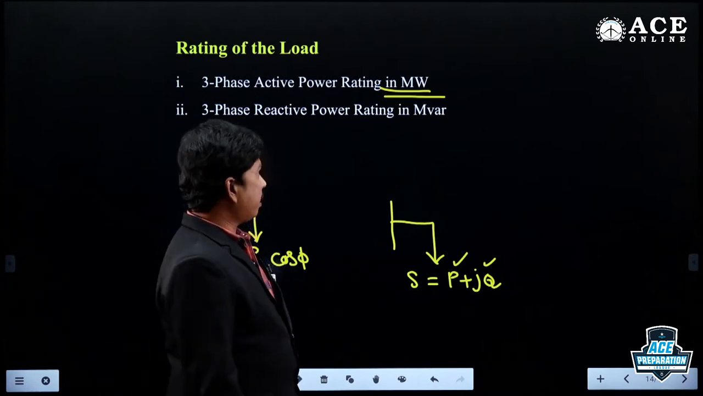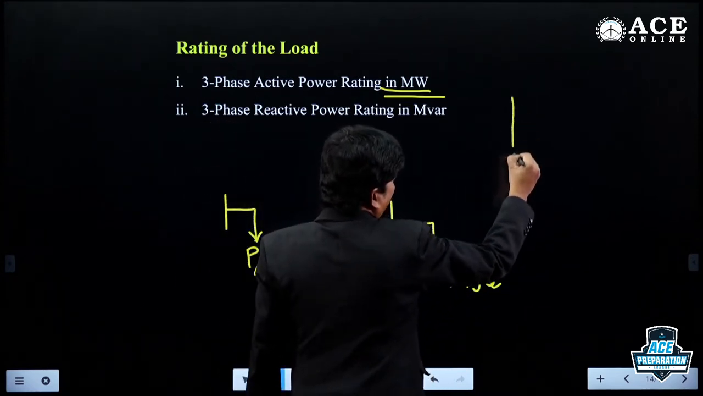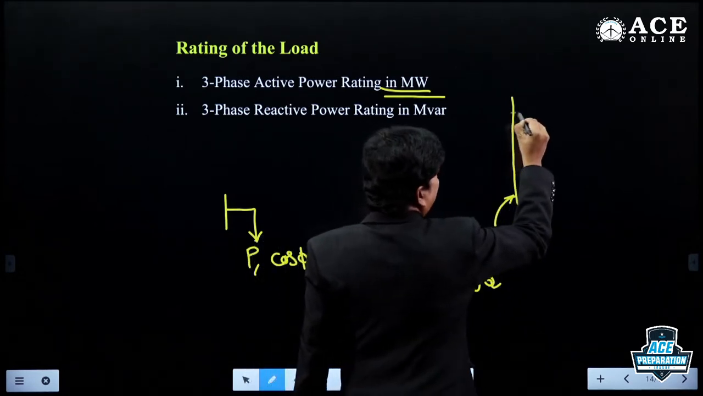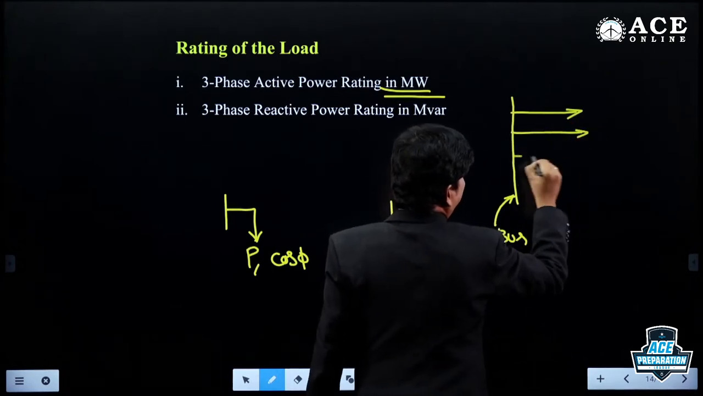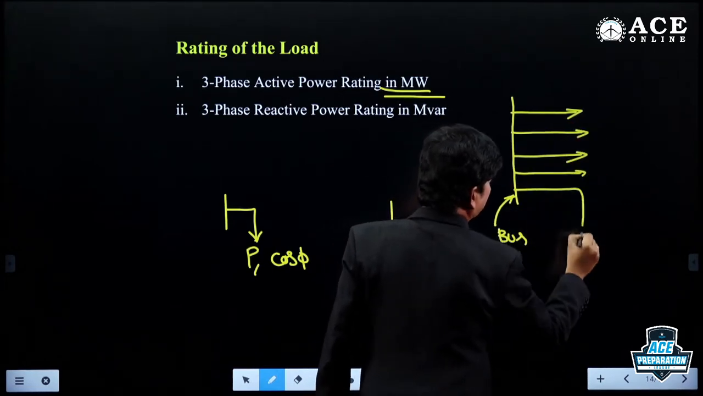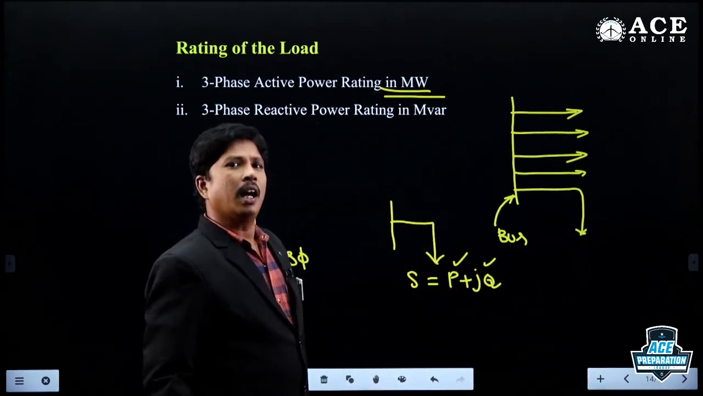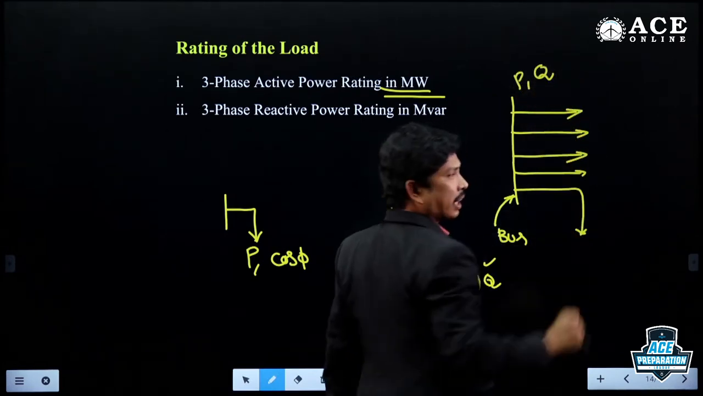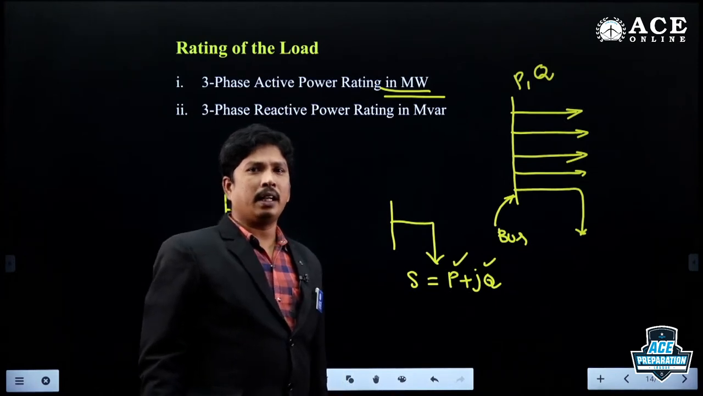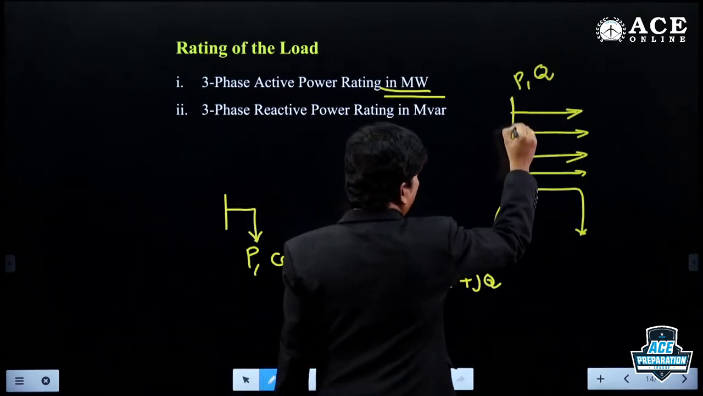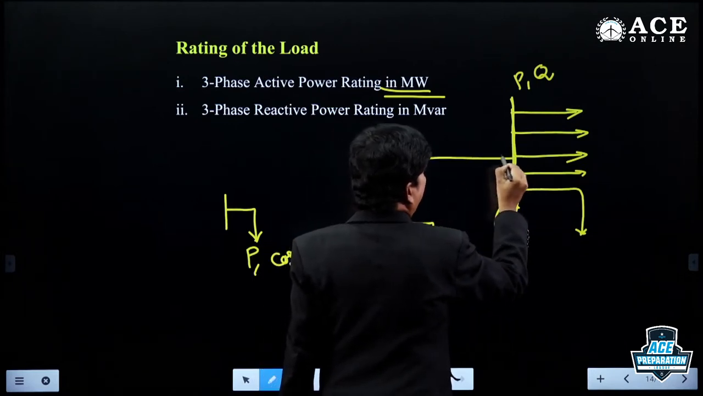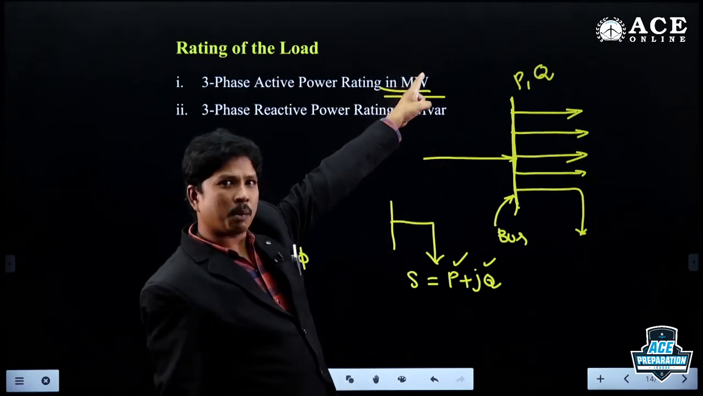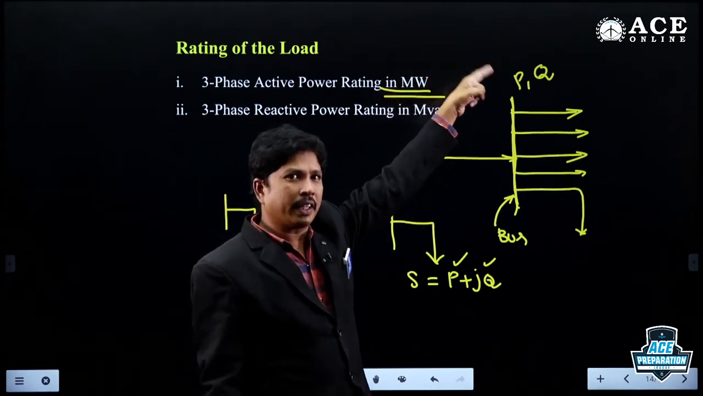Now coming to here, whenever we are having a bus, I am calling this one as a bus. At this bus, there are several loads connected in parallel. All the loads are rated for what? Active power P and reactive power Q. So if you see at this bus, whenever we are supplying the loads, the system has to know what is the total amount of active power I have to supply, what is the total amount of reactive power I have to supply.